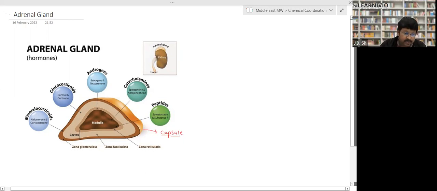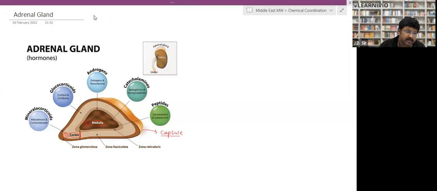The inner side is known as adrenal medulla, and the outer side is called adrenal cortex. The cortex is further divided into three layers.